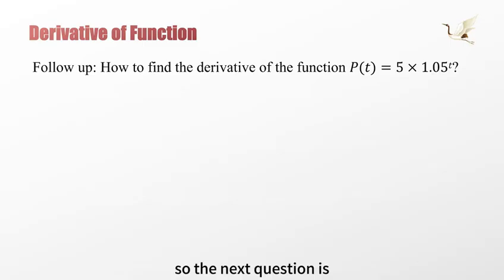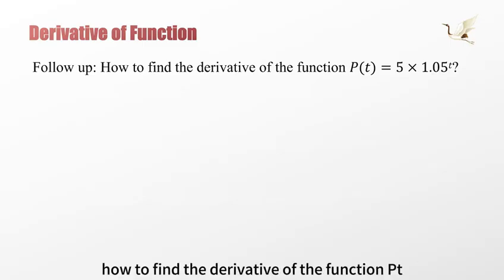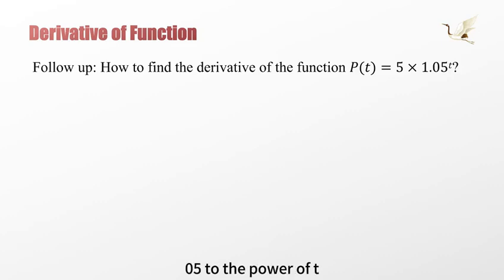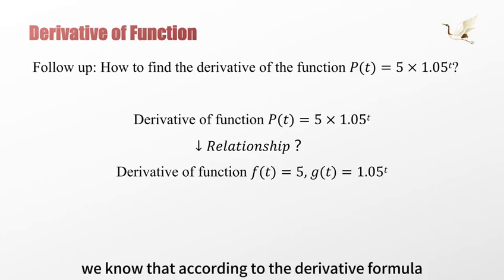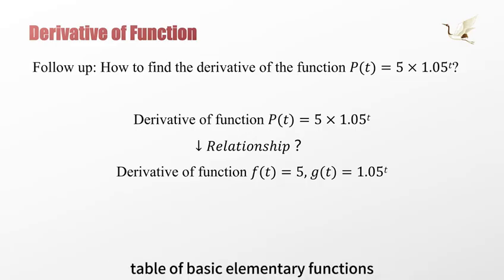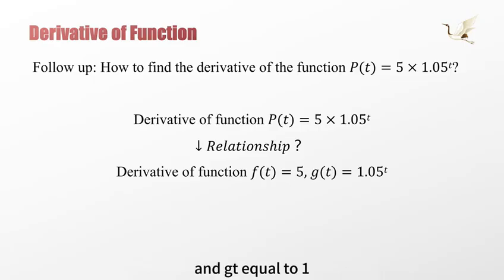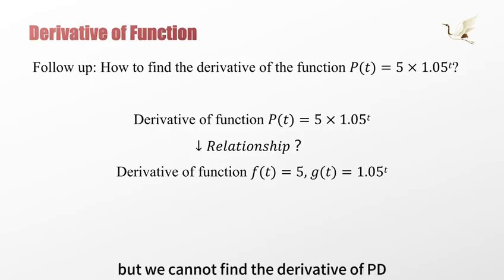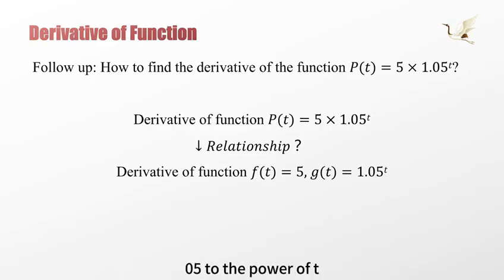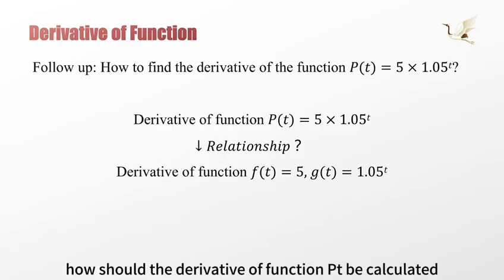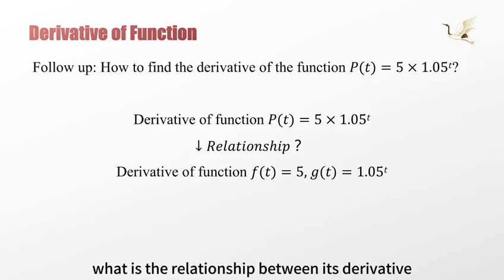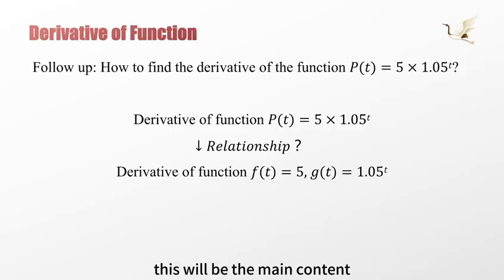So the next question is, how to find the derivative of the function Pt equal to 5 times 1.05 to the power of t? We know that according to the derivative formula table of basic elementary functions, we can calculate the derivative of the functions f(t) equal to 5 and g(t) equal to 1.05 to the power of t. But we cannot find the derivative of Pt equal to 5 times 1.05 to the power of t. How should the derivative of function Pt be calculated? What is the relationship between its derivative and the derivatives of f and g? This will be the main content we will study in our next class.